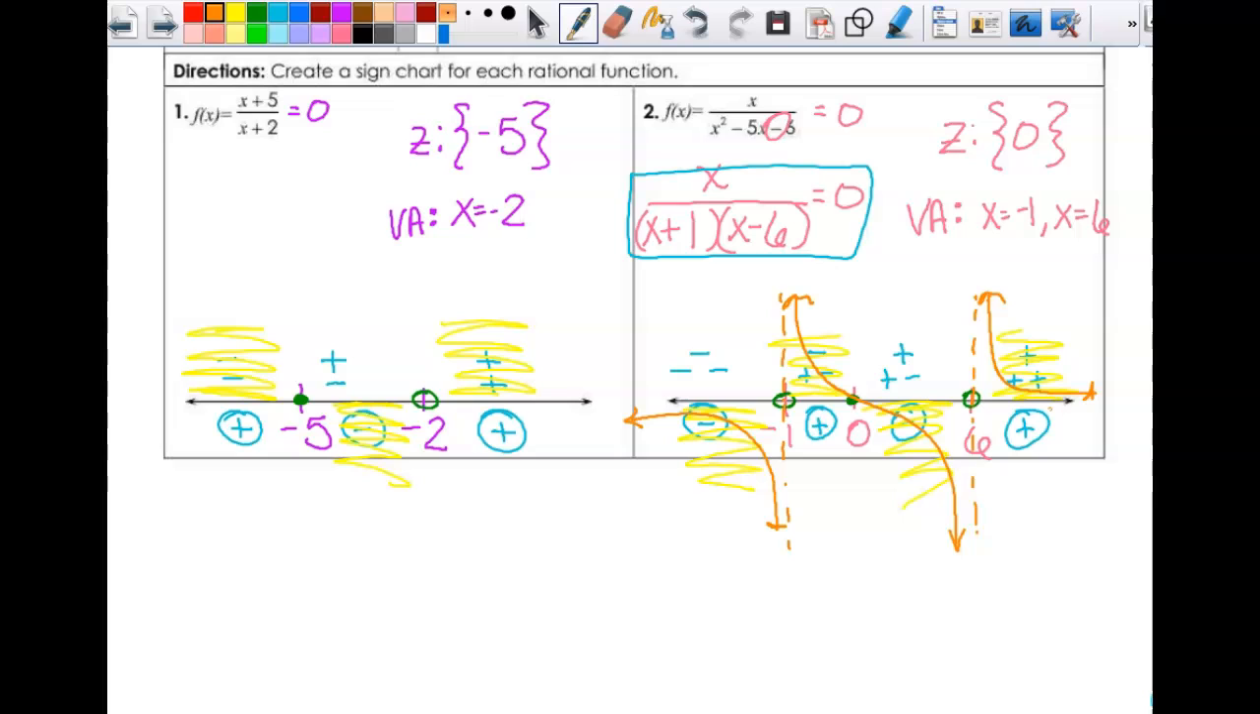So sign charts are hugely helpful, especially when they get a little weird, because we're going to look at some that are a little weird, but they're not impossible because the sign chart is super important and helps you out a lot. Okay, we good? All right.